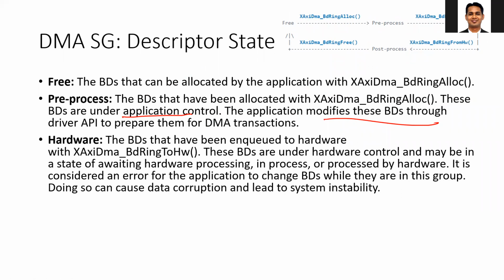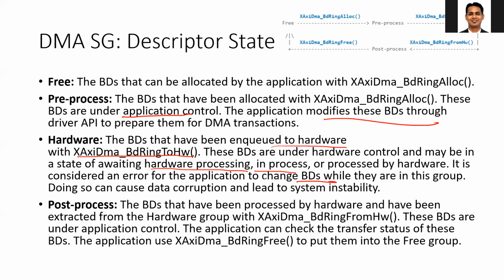After that, the application sends it to the DMA. The BDs that have been sent to the hardware using the BD ring to hardware function go to the hardware state. These are in hardware control, awaiting hardware processing or in process. Once the BD is in the hardware state, the application cannot change the value or any content of the BD, otherwise an error will happen. This may lead to an error or even data corruption.